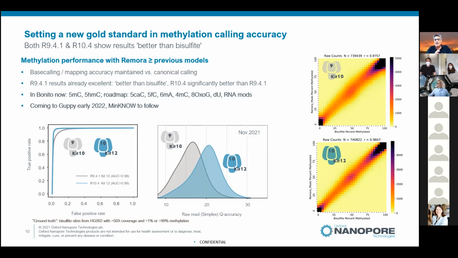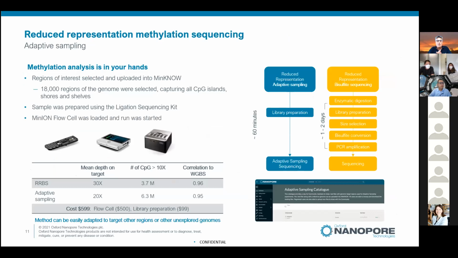Anyway, back to the right-hand side here, there's also an improvement in bisulfite analysis. As I mentioned, you can see the increase in the accuracy is about 1%. Now the correlation is 0.985. So this actually is awesome. It's becoming the gold standard of methylation.